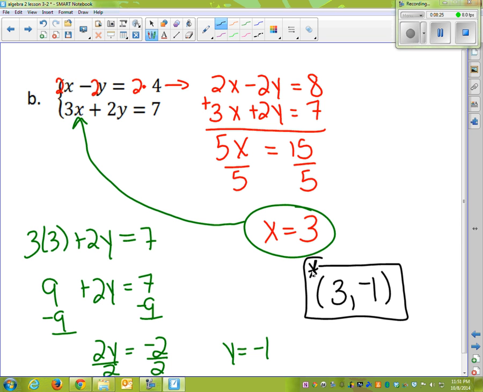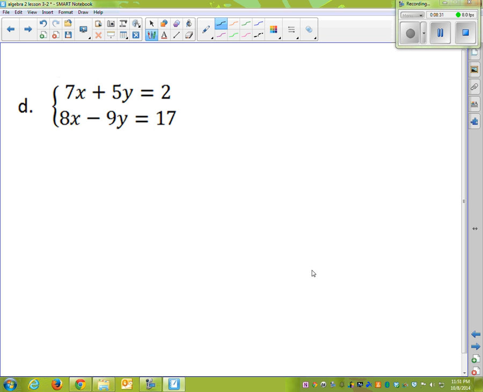Great, so I have one more for us to do, and we're going to make it just a little bit harder. This time, when I add things together, nothing cancels. But there's also no quick and easy way to make it all work out. So a trick that you can do is you can take the coefficient of one equation. So let's say we're going to get rid of the x's. I'm going to take the 8 and multiply it to the top, and the 7, multiply it to the bottom.